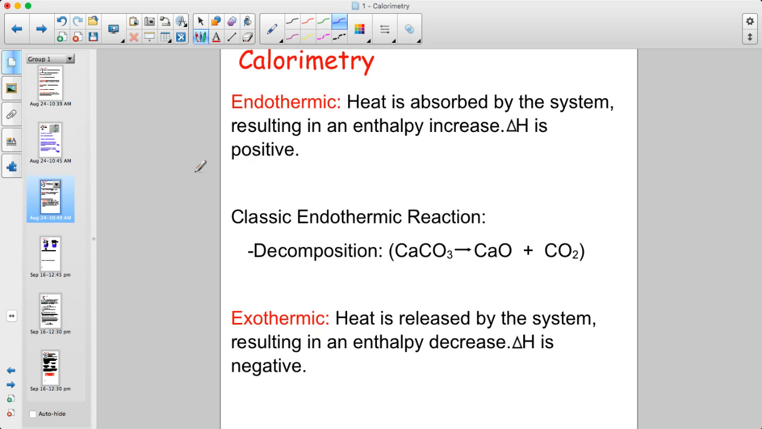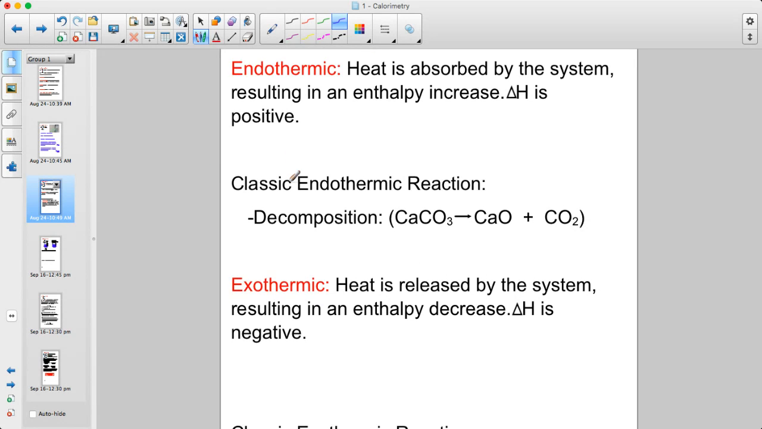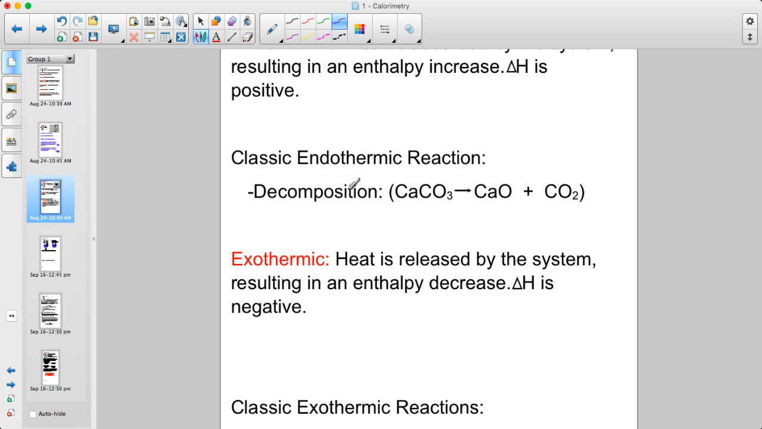So endothermic: heat is absorbed by the system, resulting in an enthalpy increase. Delta H is positive. The change in enthalpy is positive. The classic sort of endothermic reaction to be aware of are decomposition reactions. When compounds break down into simpler compounds or into elements, there tends to be a net increase in enthalpy, or absorption of enthalpy.